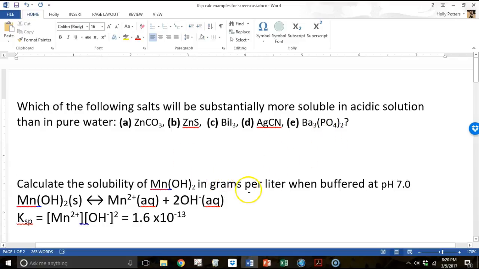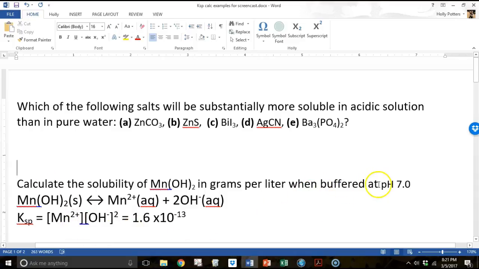Now, if we were asked to calculate the solubility, so obviously we've talked about before, if I just have the KSP, like here's manganese hydroxide, I could figure out what these concentrations are. So this would be X, this is 2X, solve for X, that's the solubility of your solid since it's 1-to-1. But if we're told that the solution is buffered to a certain pH, then that means we have to figure out what that does for these concentrations.